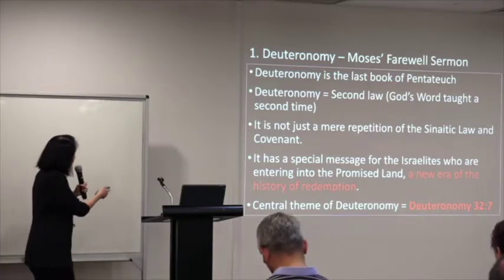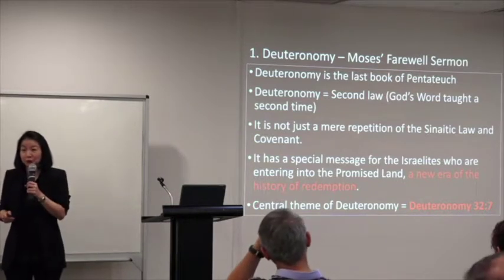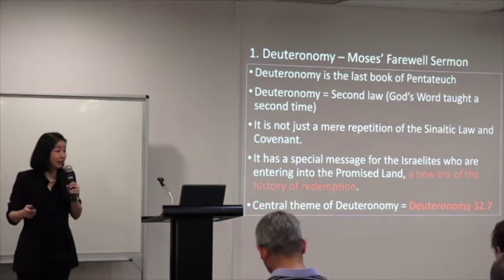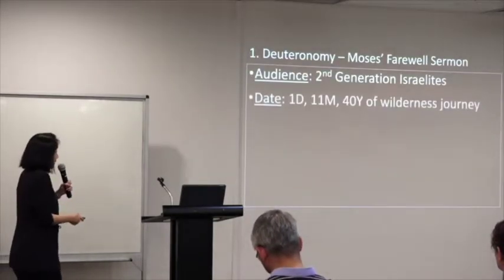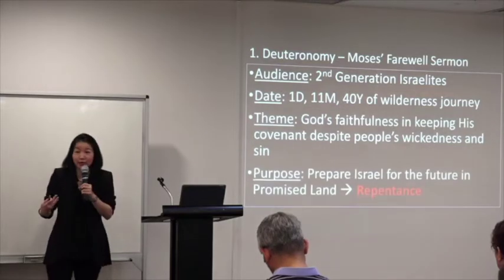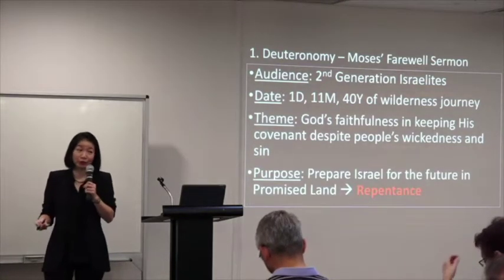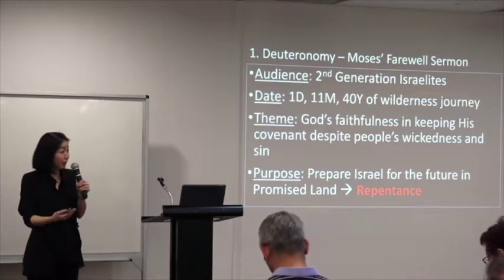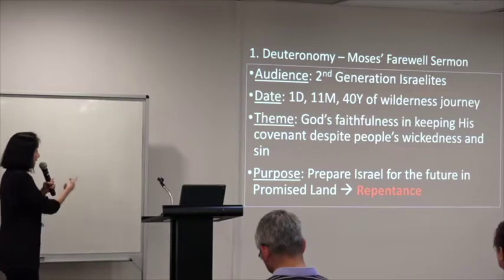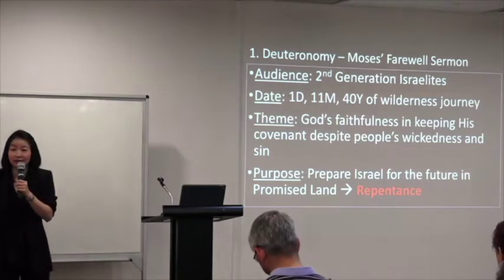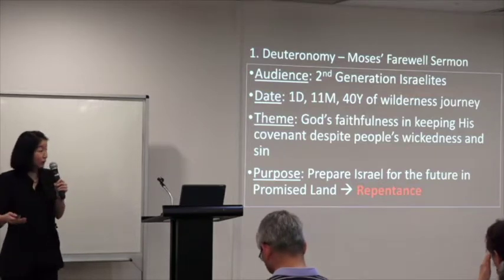So, the central theme of Deuteronomy is chapter 32. And the central theme of the entire chapter 32 is verse 7. So when we look at the target audience, which is you and I today, when we read the historical background, it seems to be talking to the second generation Israelites born in the desert, born in the wilderness journey. It is on the first day of the first month of the last year, 40th year of wilderness wandering.